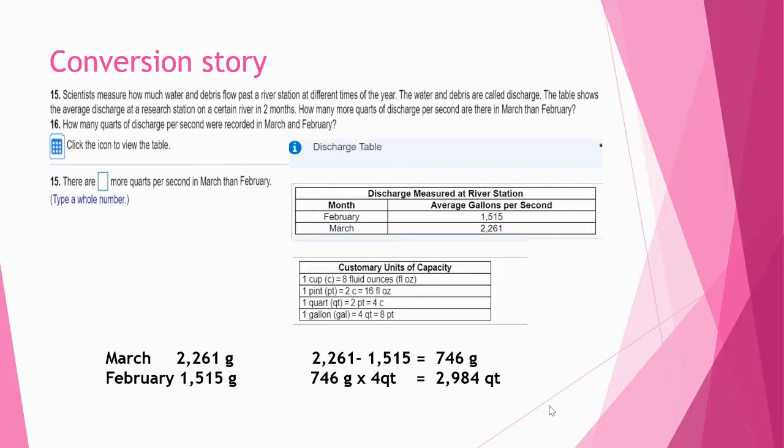There was a conversion story. Well, this was a little bit different. The first thing you had to do was to subtract February from March. That gave you the difference on the gallons. Then you converted the gallons from gallons to quarts. You multiplied the 746 gallons you got times 4 quarts in a gallon, and you would have come up with 2,984 quarts.